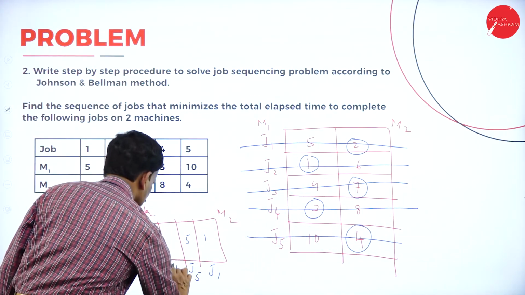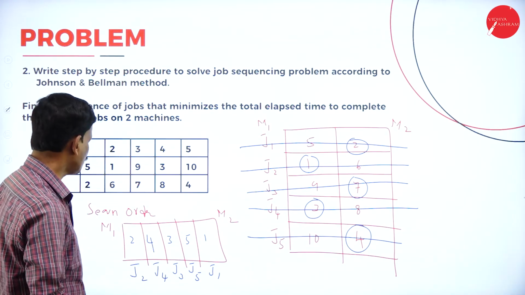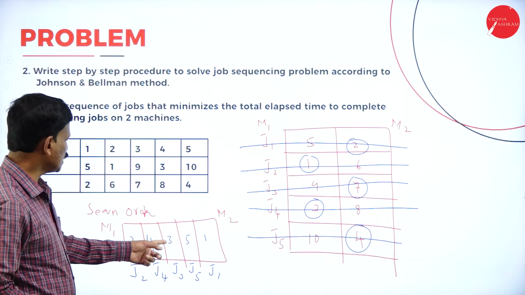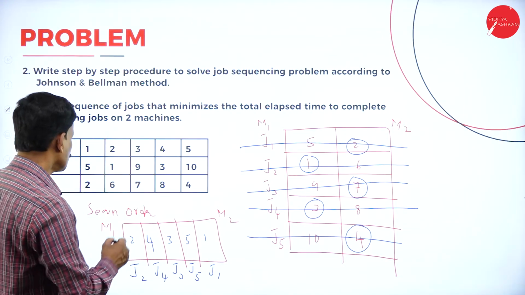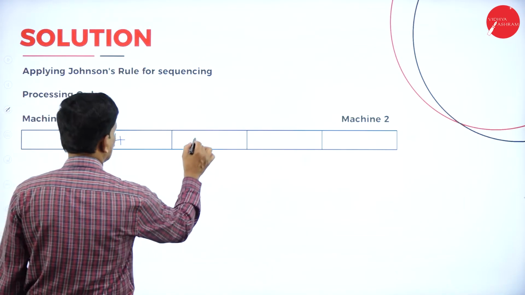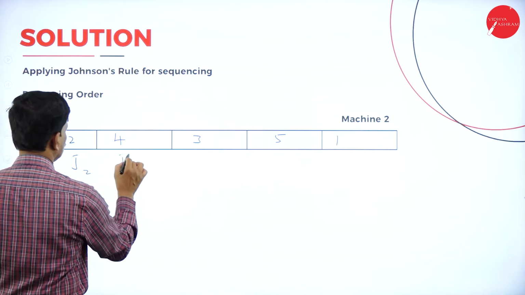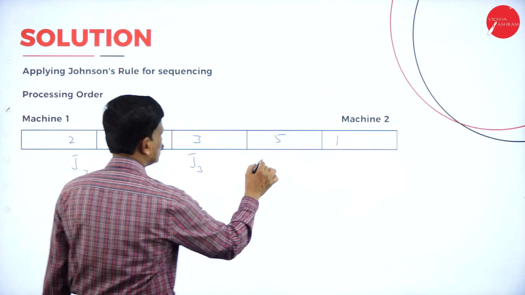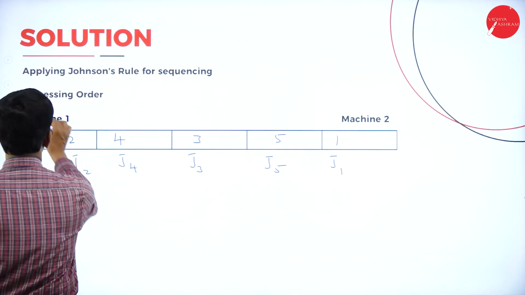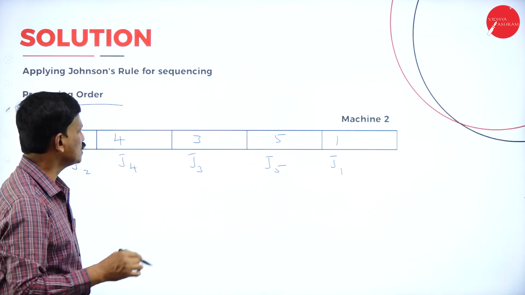See, that is nothing but J3 means the third one. See the sequence. First J2, J4, J3, J5, J1. That is second, fourth, third, 5 and 1. This is the sequencing order. So I will write here 2, 4, 3, 5, 1. That is nothing but here it is J2, J4, J3, J5 and J1. This is the sequencing order. The processing order, the sequencing order is J2, J4, J3, J5, J1.